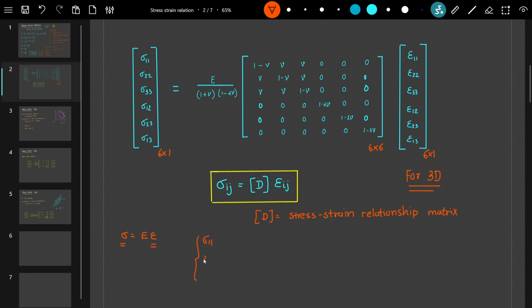Similarly for 3D, we will have three stress components. Okay? Sigma 1 1, sigma 2 2, sigma 1 2, which is related to strain vector epsilon 1 1, 2 2, sorry, 1 2. So this is for 2D, in which we have three stress components and three strain components, and therefore D, which is the stress strain relationship matrix, is 3 by 3. Okay, and for 3D we have already seen it is 6 by 6.